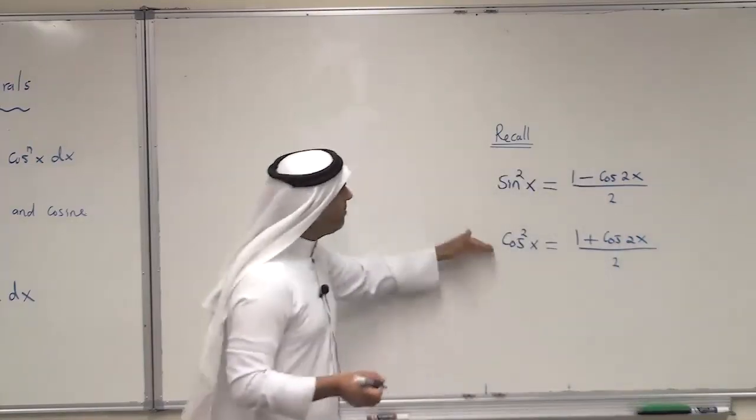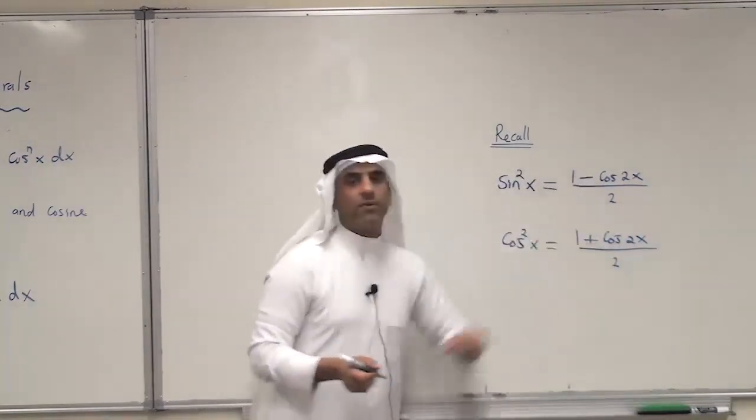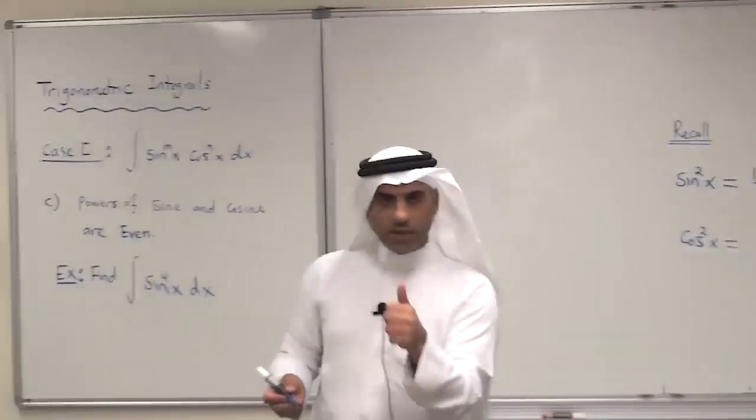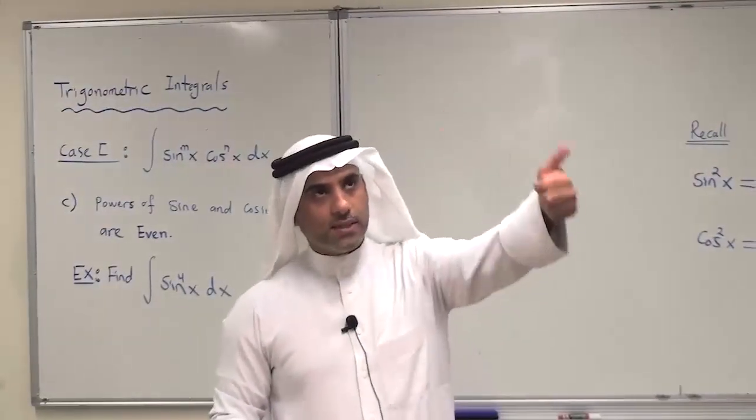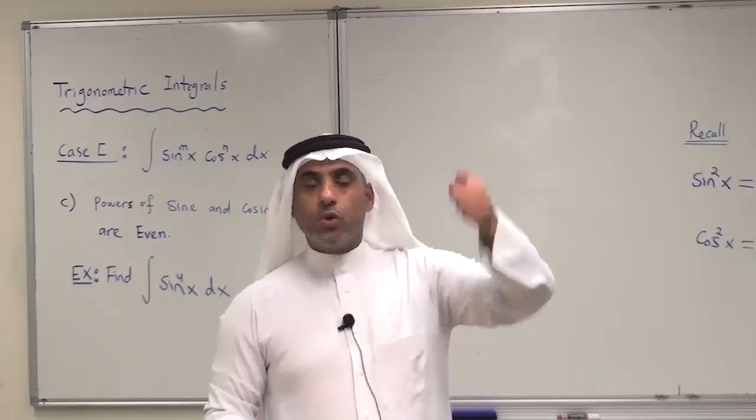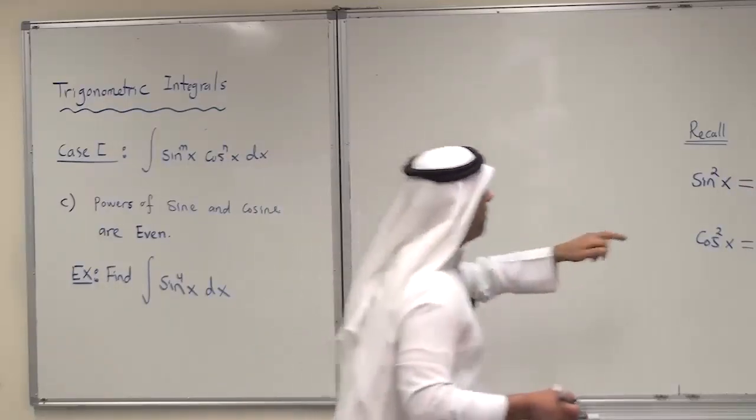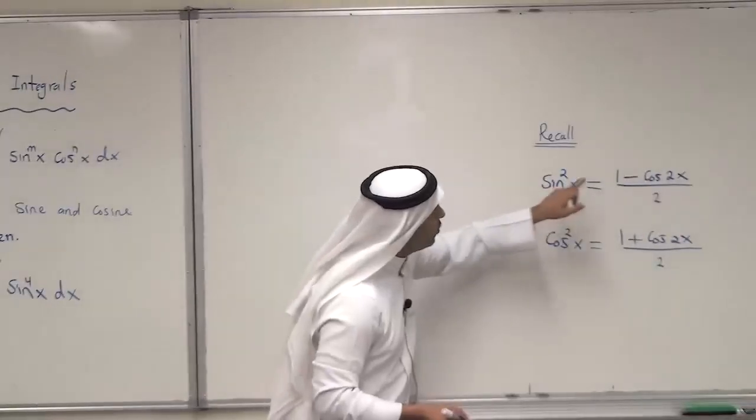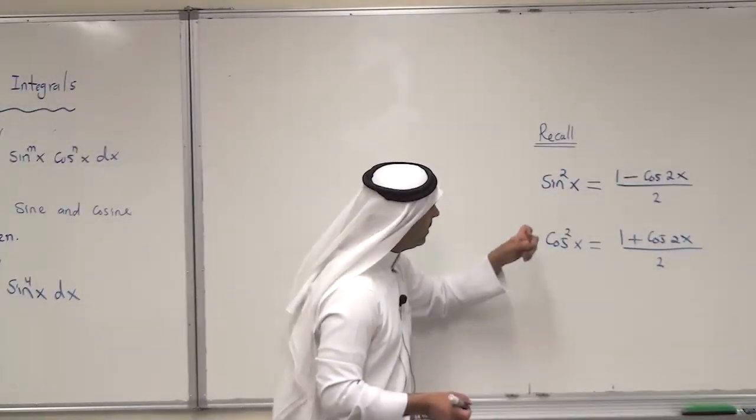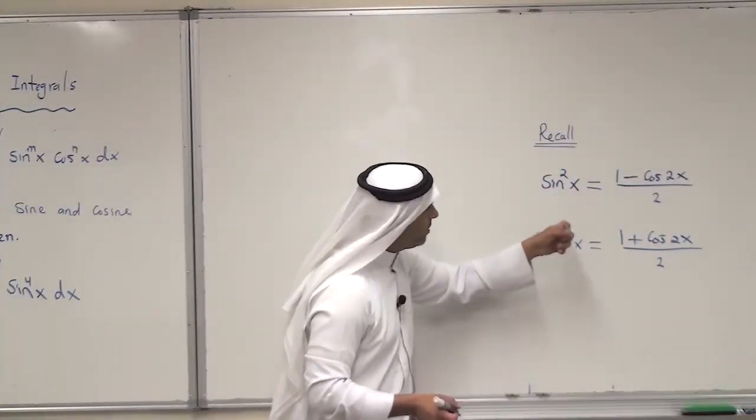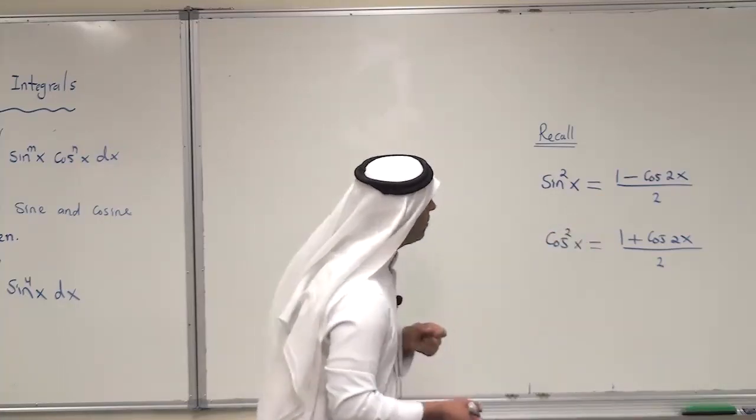These two identities can be gained from the double angle identity for cosine 2x. We have cosine 2x is equal to cosine squared minus sine squared. It is 2 cosine squared minus 1, or 1 minus 2 sine squared. Two of them will give us sine squared equal to 1 minus cosine 2x over 2, and cosine squared is equal to 1 plus cosine 2x over 2.